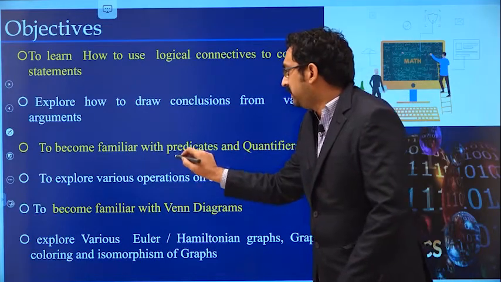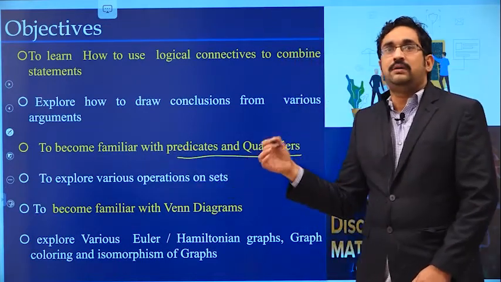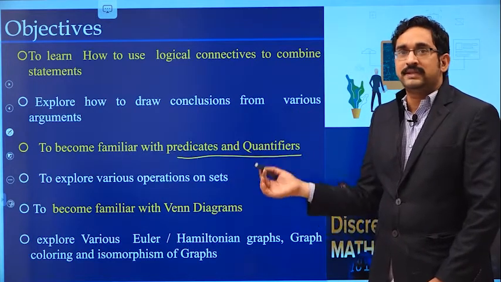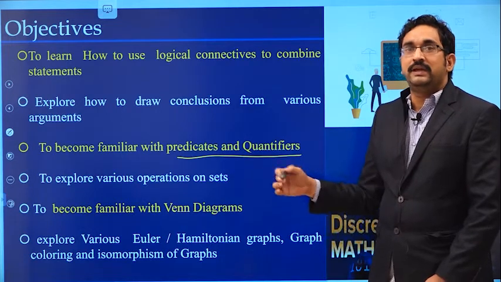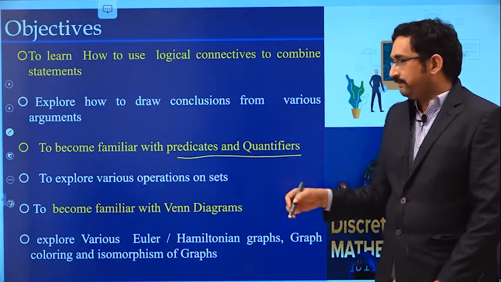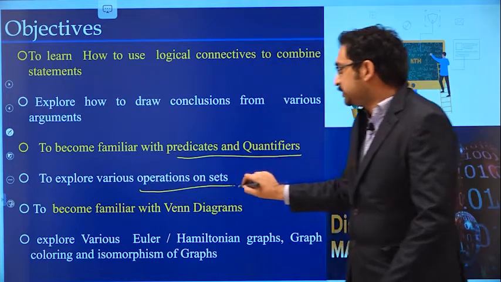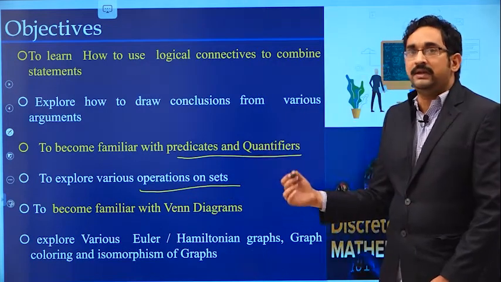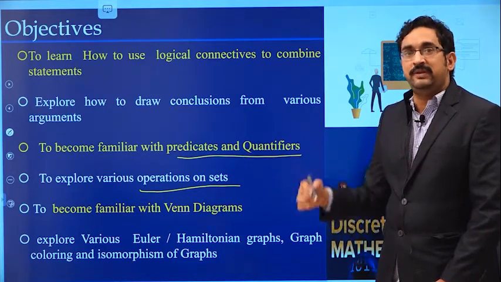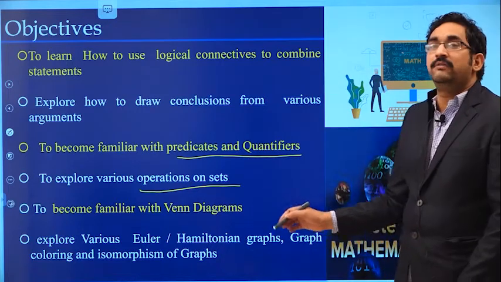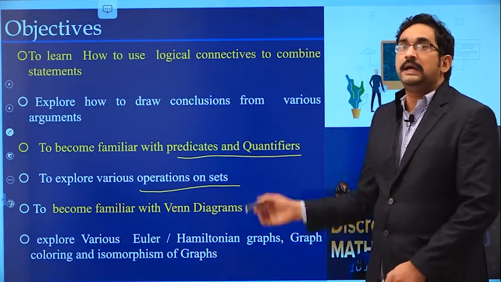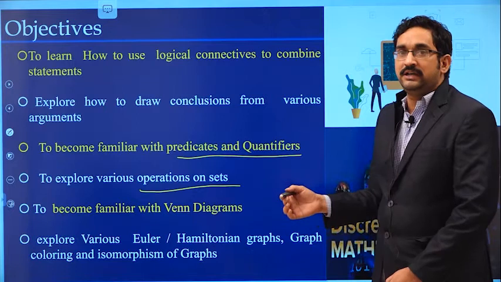Next one is to become familiar with predicates and quantifiers. After learning these concepts, students should be aware of the differences between universal quantifiers and existential quantifiers, where to apply universal, where to apply existential. Next, to explore various operations on sets and to become familiar with Venn diagrams, how we can represent a set using a Venn diagram. Next, explore various Euler and Hamilton graphs, graph coloring and isomorphism of graphs. All these are objectives of discrete mathematics.